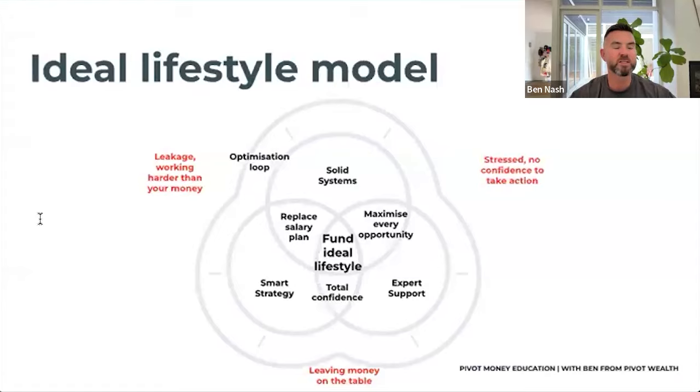The first one is around systems, and one of the key accelerators is having an optimization loop on your money. So you're getting feedback on how your investments are tracking. Is everything working to plan? Do you have a system that delivers you a feedback loop that allows you to make better decisions moving forward? Because every element of your money, it often doesn't work out exactly like it does in a spreadsheet. So you need that feedback loop to optimize your decisions.